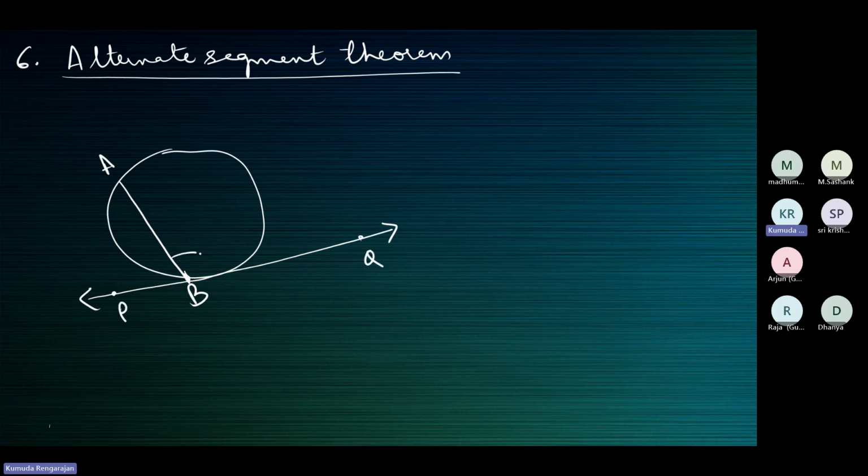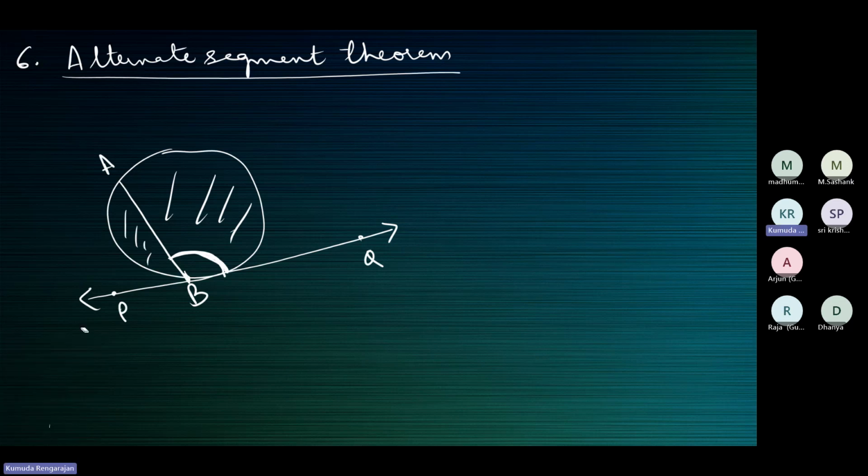Okay, so now this angle between the chord and the tangent. This angle is a part of the major segment, so the alternate segment for this angle is the minor segment. Since this angle between the chord and the tangent passes through this segment, the other segment becomes the alternate segment.